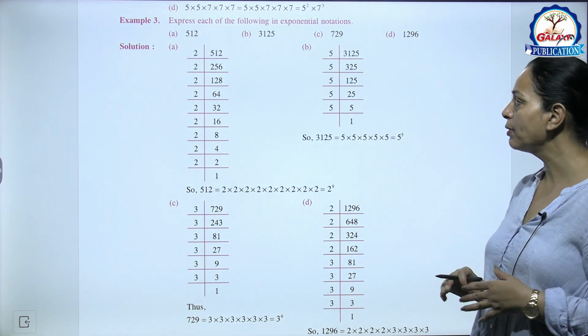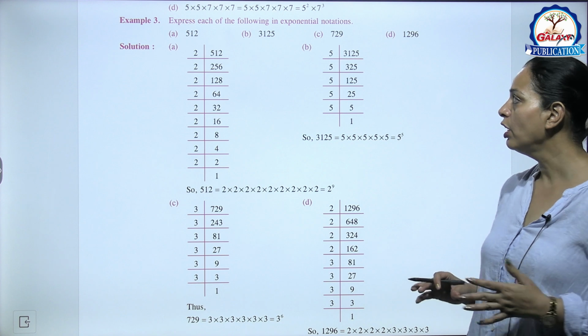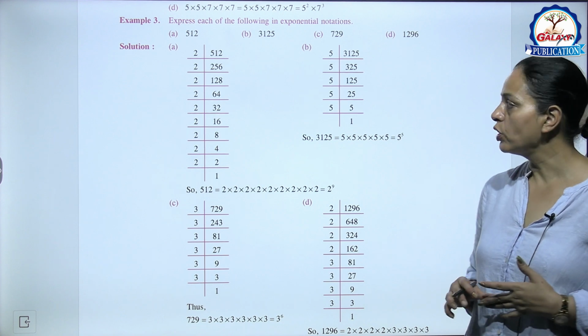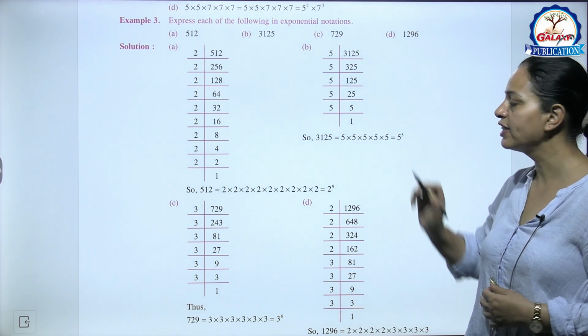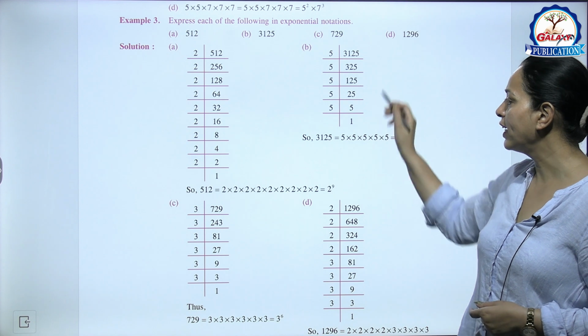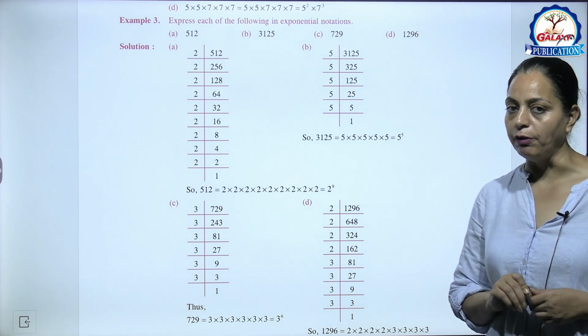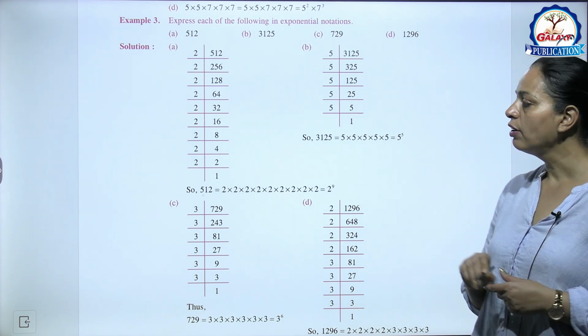3125. This number is not divisible by 3, not by 2. So it is divisible by 5. We will divide by 5. So we are getting 5, 5 times. So 5 raised to the power 5.